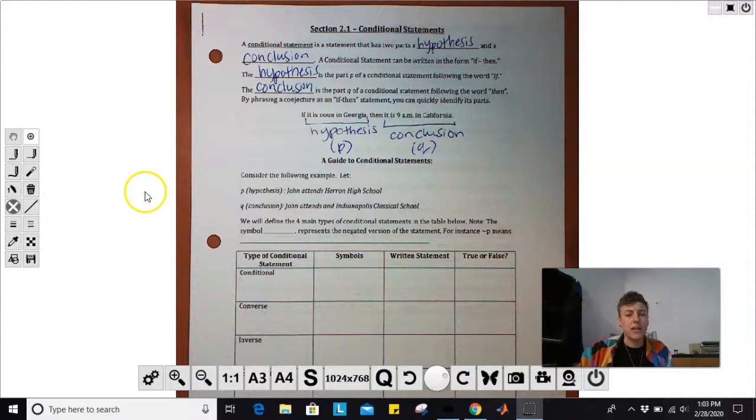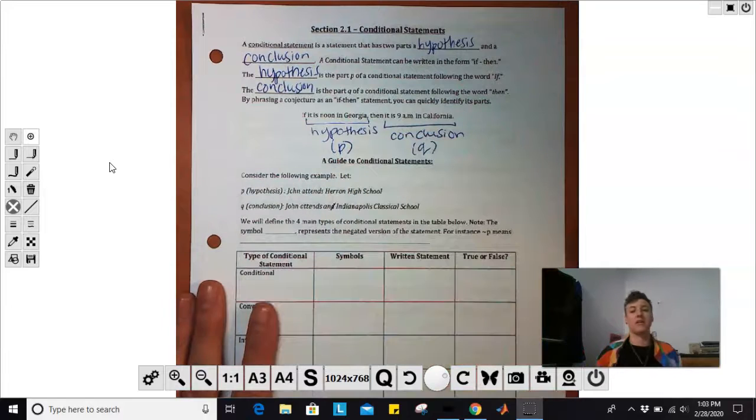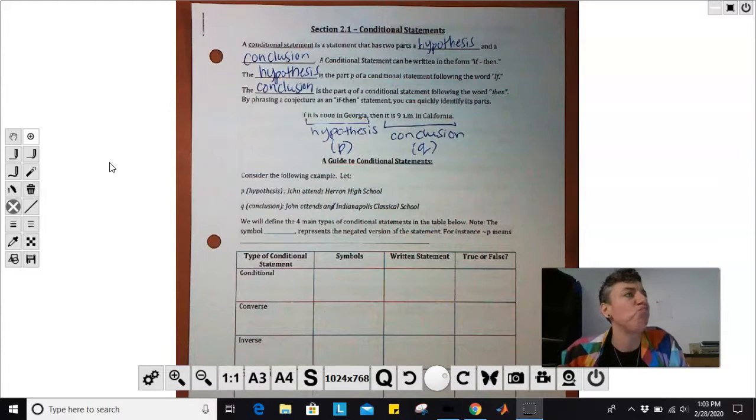So let's consider the following example. Let P, our hypothesis, be that John attends Heron High School. Q, the conclusion: John attends an Indianapolis Classical School. So go ahead and cross off the D there, because that's not grammatically correct.